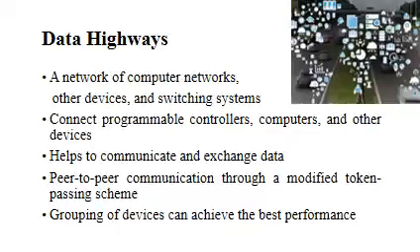A data highway network uses peer-to-peer communication through a modified token passing scheme called floating master, which controls the access to the network and can initiate signals at any time. With this arrangement, nodes bid for temporary mastership based on their need to send information.